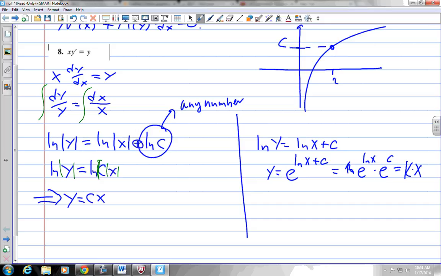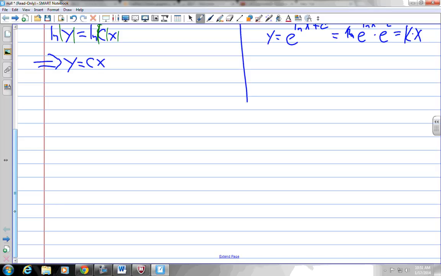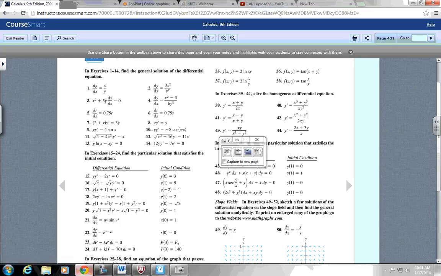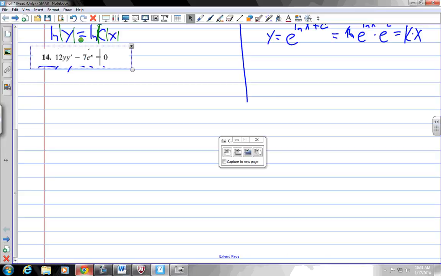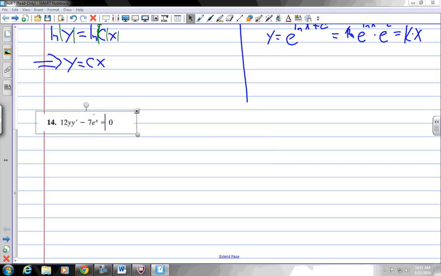All right, let's try number 14. Can you see those? That vertical bar is just randomly appearing, so it has no meaning. It's not on the original page.